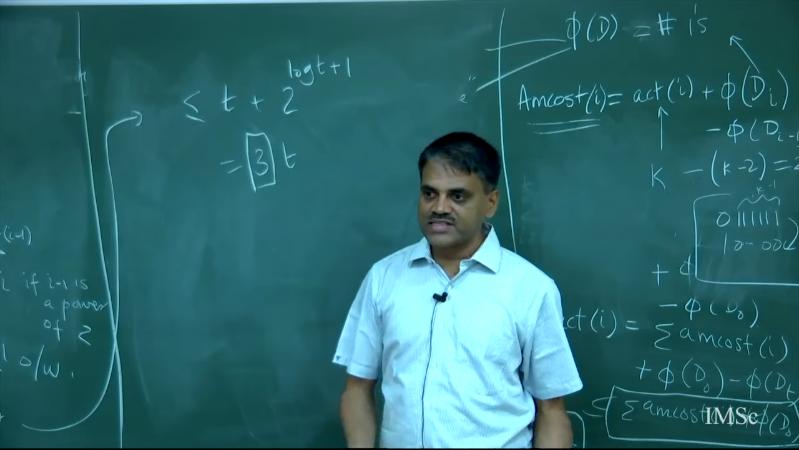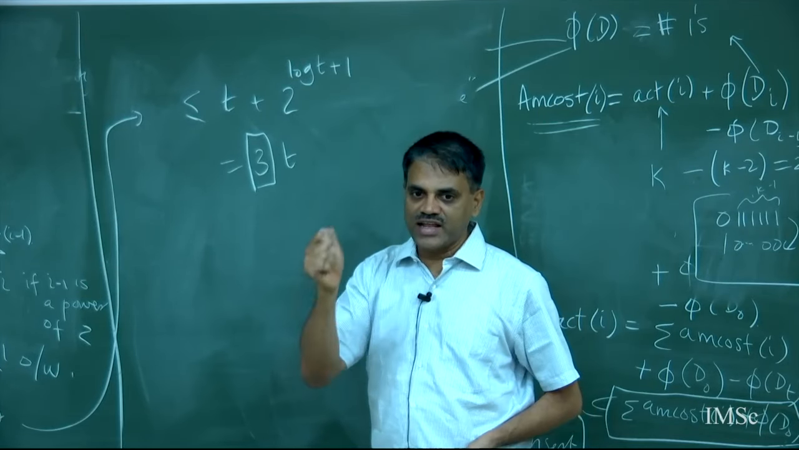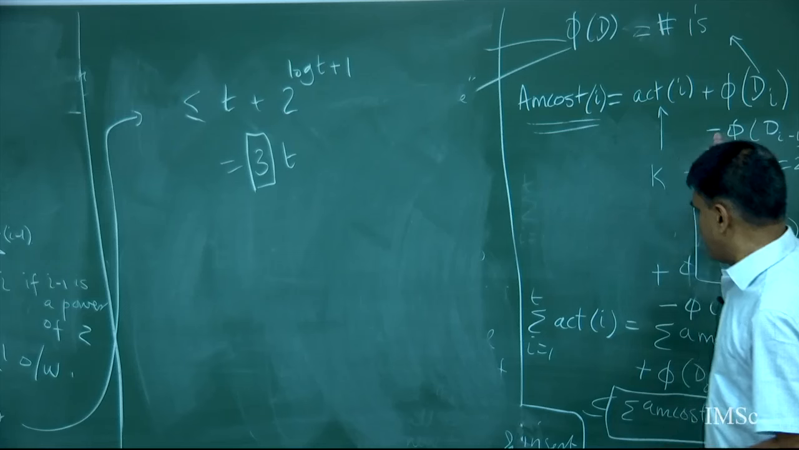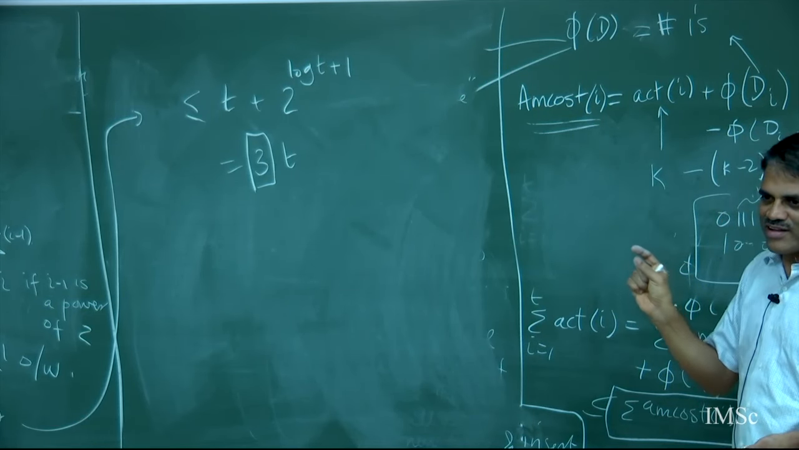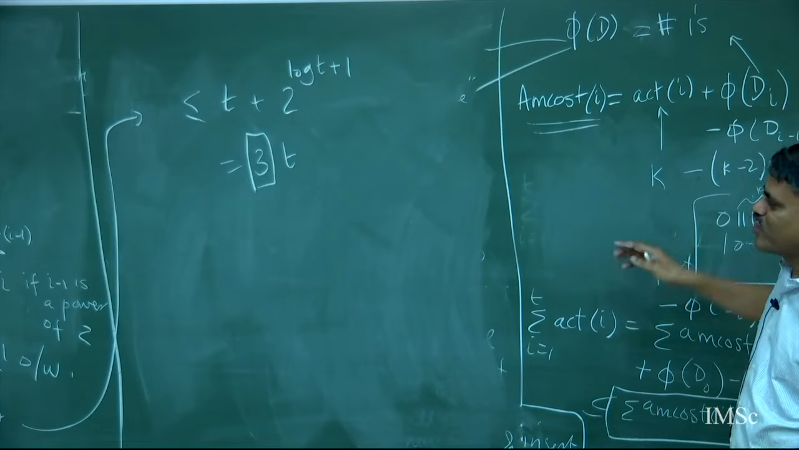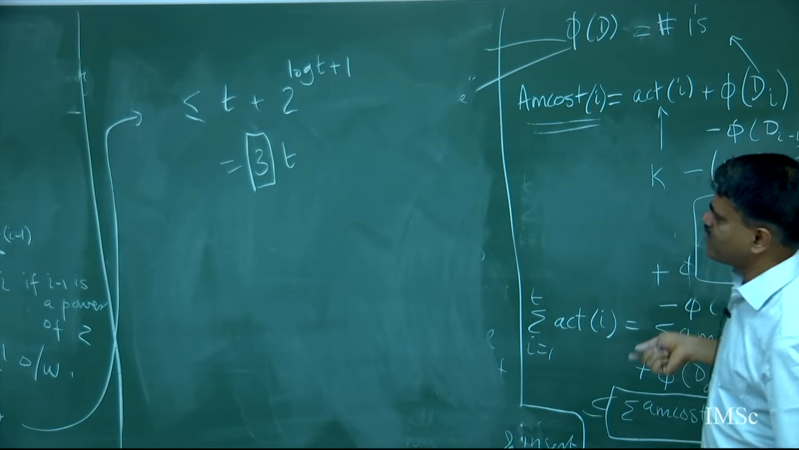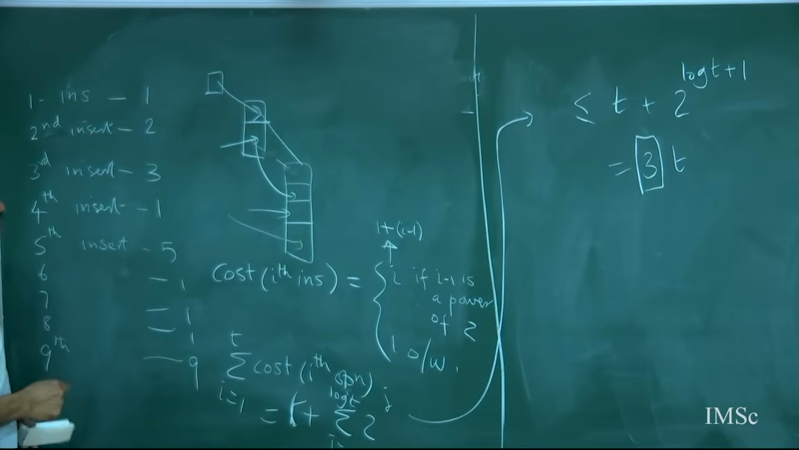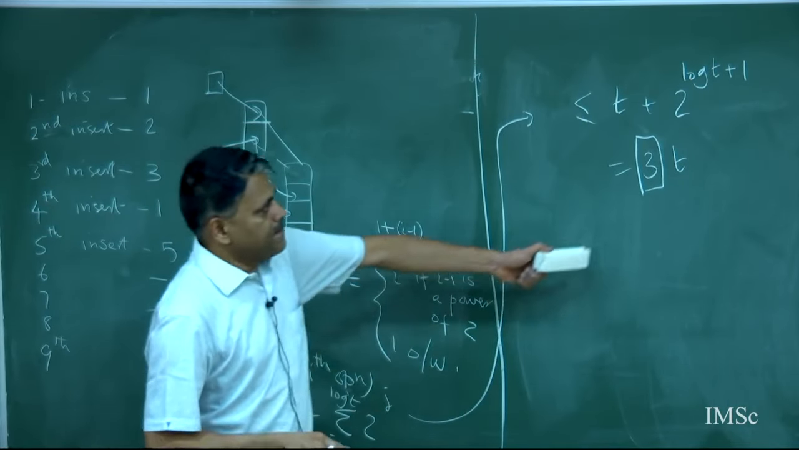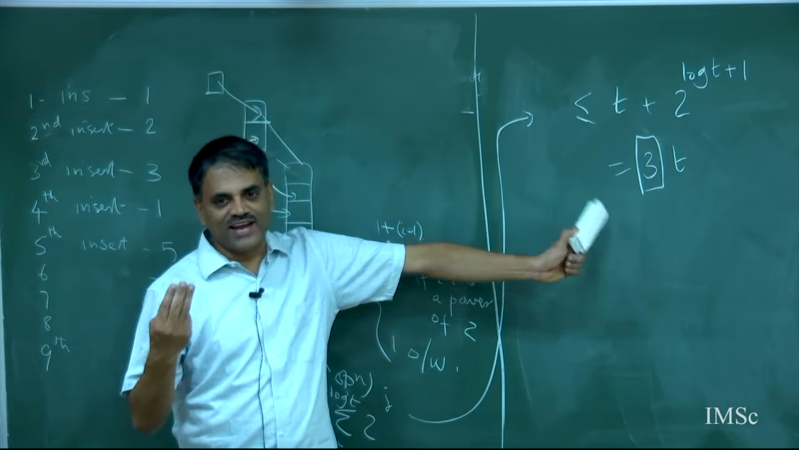I am interested in t insertions, and I actually know exactly the cost of the ith insertion. In the case of binary increment, you can maybe figure out the cost of the ith increment and compute the formula and do it. We did not do it, but that's one way to do it. But if I want to think in terms of potential, it tells you every insertion should come with something like 3 credits.